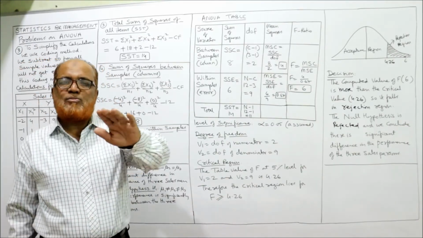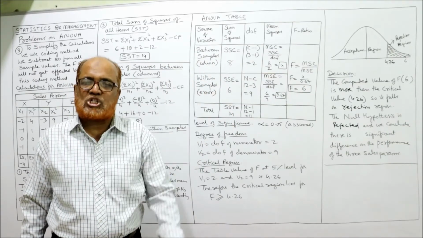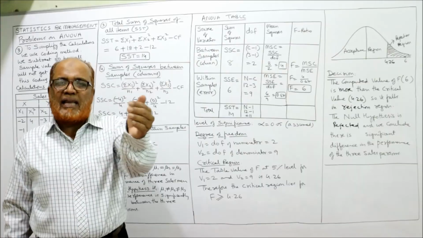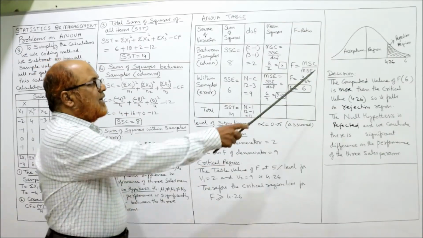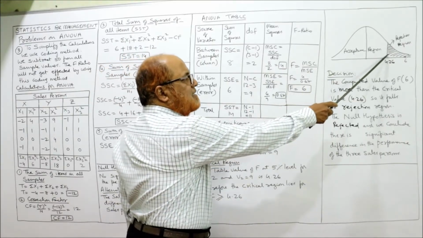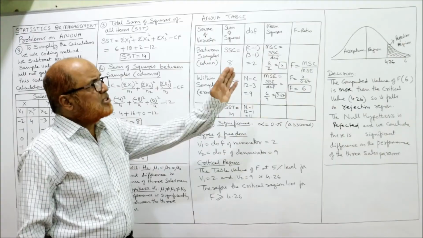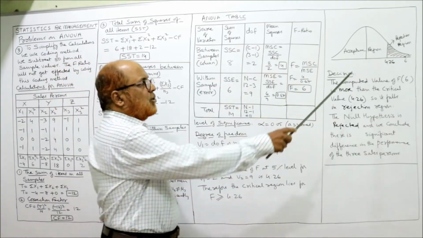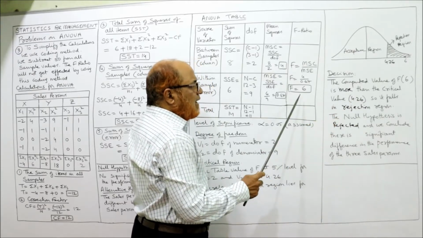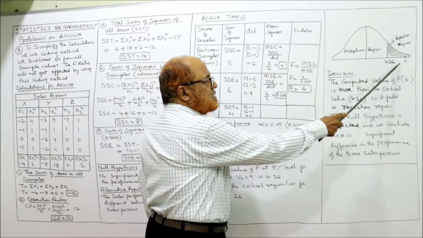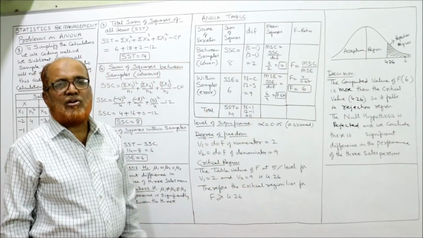Any value which is more than 4.26 will fall in the rejection region, and any value less than 4.26 will fall in the acceptance region. Diagrammatically, I have shown it on the right side, because we are having positive values. Positive values always go on the right side. So 4.26 is the critical value. Our computed value is 6. So 6 is greater than 4.26, so 6 is falling in the rejection region.